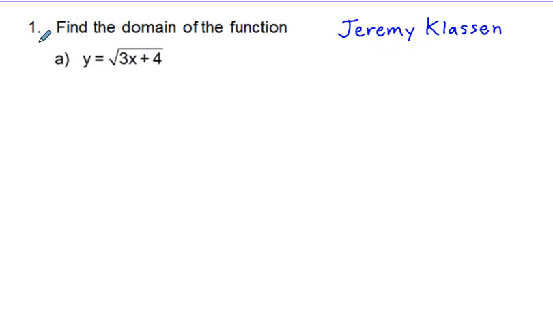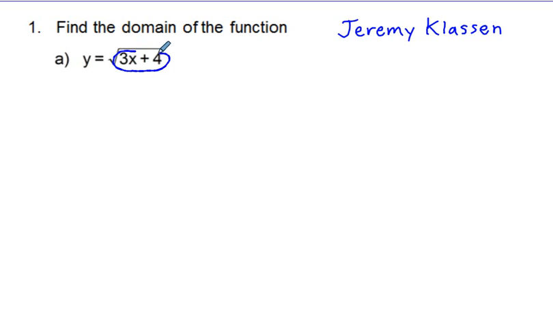So part 1 of this video lesson is going to be finding the domain of certain functions. Here we have y is equal to the square root of quantity 3x plus 4. Can we take the square root of a negative number? Well, yeah, we can, but then we would have an imaginary number for that answer. And what we're looking for in calculus is mainly real numbers.